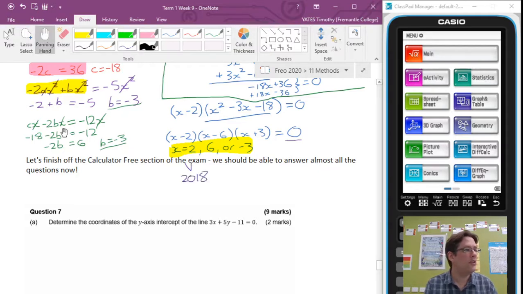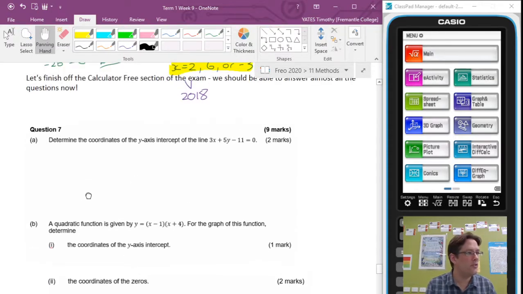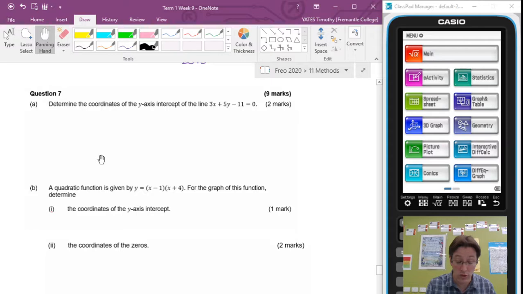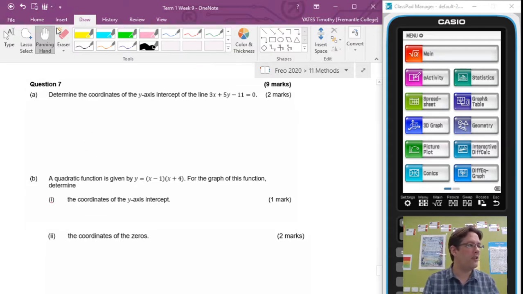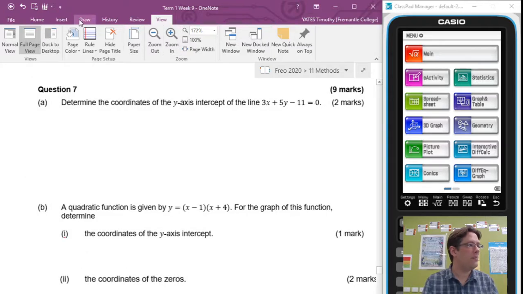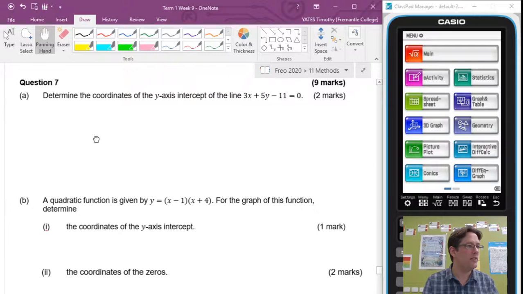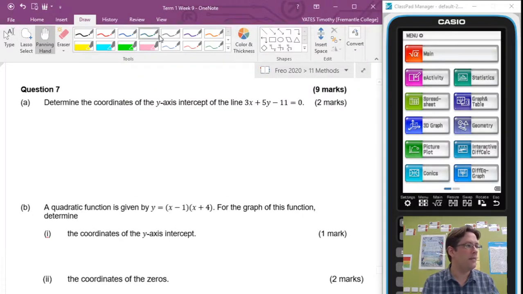We should be able to answer almost all of these questions in here. So I'm just going to quickly go through these. I strongly encourage you to make sure you are trying these before I show you the answers. Basically, I do recommend you do that instead of just being shown what the answers are. But we'll have a look at this one first.